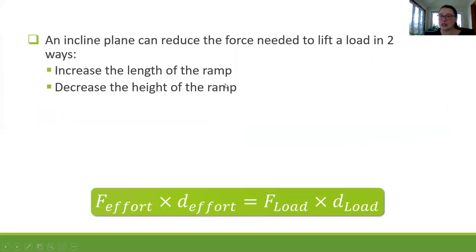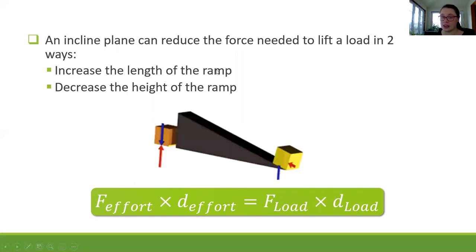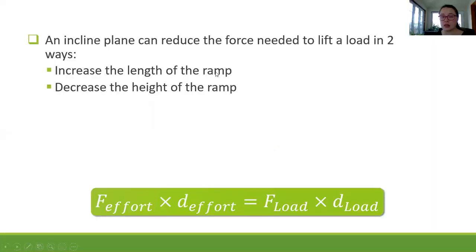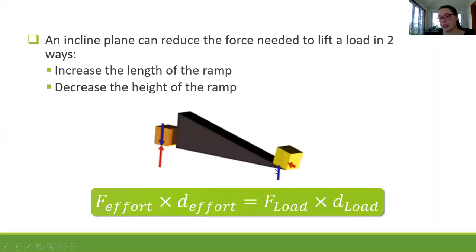All right. So an inclined plane can reduce the force needed to lift a load in two ways. One of the ways is by increasing the length of the ramp, and the other one is decreasing the height of the ramp. So in this particular ramp, you'll see up the ramp, we push a longer distance. The effort distance is big, while the effort force is small. If one is large, the other one will be small. Compared to the load force and the load distance, you'll see the load distance is shorter. It's always going to be shorter, but the force needed to lift it is always higher.